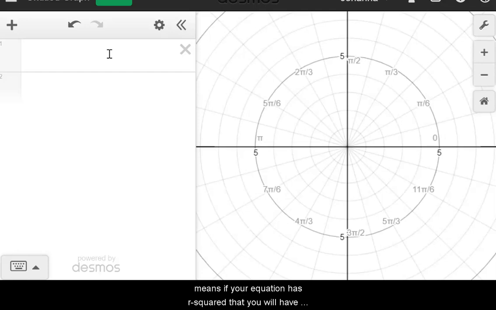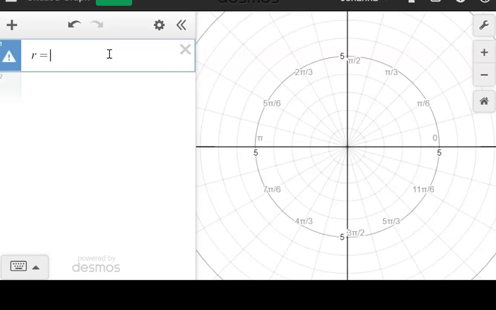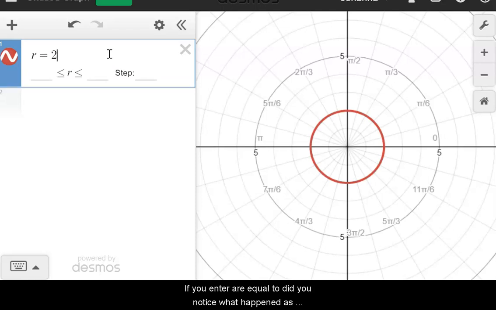your equation has R squared, that you will have to write it in 2 pieces, one with the positive root and one with the negative root. Our equation, however, is quite simple. Ours is just R equal 2. If you enter R equal 2, did you notice what happened as soon as I stopped typing the 2?